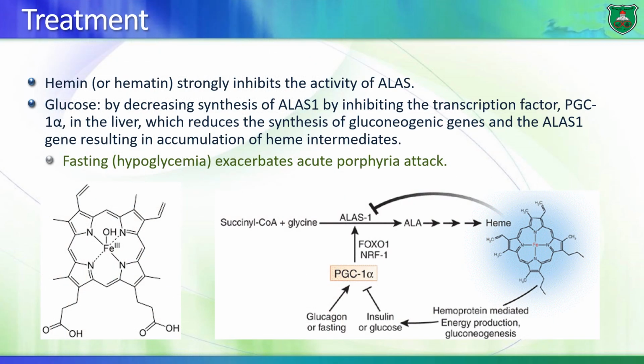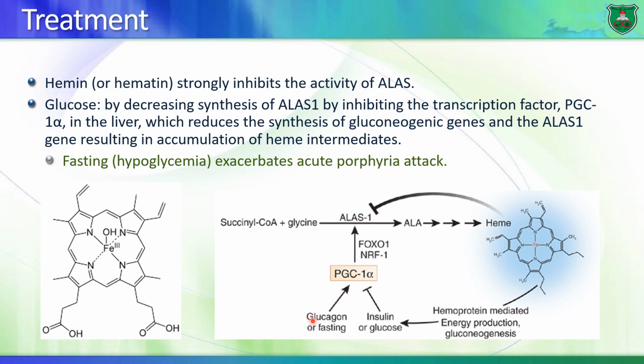So what's the best treatment? Well, the best treatment is giving patients heme, since it inhibits the synthesis and activity of the ALA synthase. Another option is to give patients glucose. The reason is that glucose increases the level of insulin. Insulin inhibits the production of the transcription factor PGC1 alpha, which is needed for the expression of ALA synthase 1.